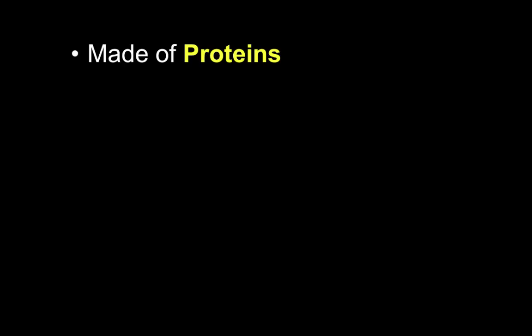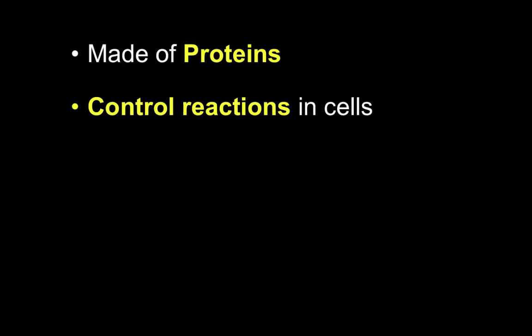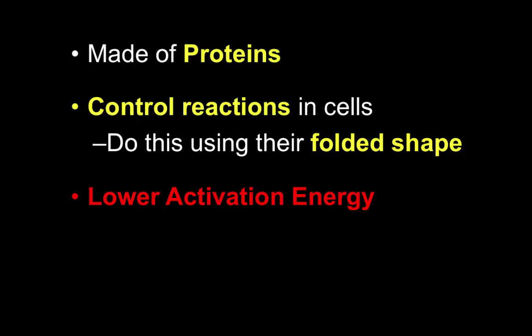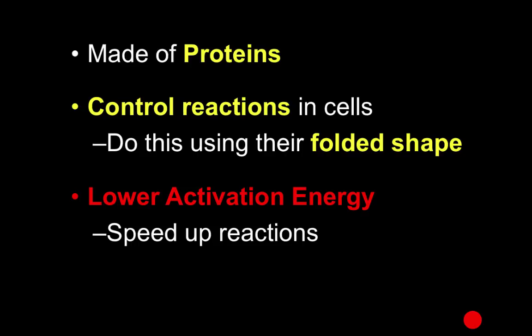Next, let's look at enzymes. So remember, they're made of proteins. They control reactions in cells, and they do this because they have that folded shape so they can work like a tool. And what they're really doing is they're lowering the activation energy of the reaction, and that helps to speed it up. They get reactions started that wouldn't work otherwise.